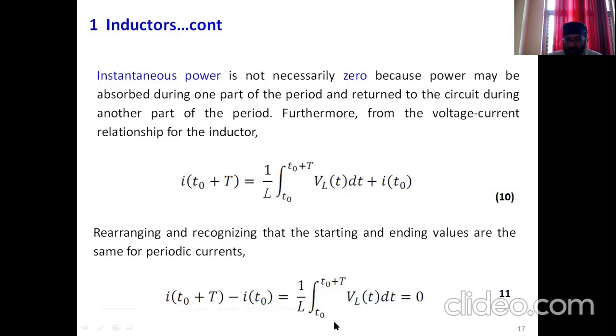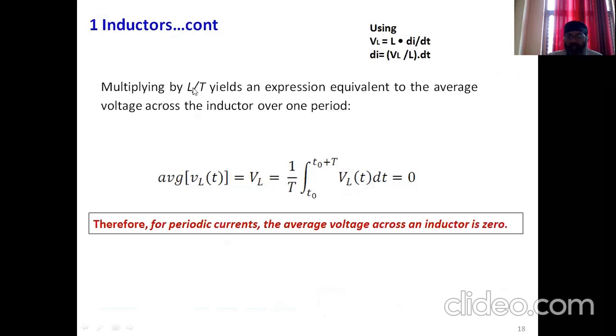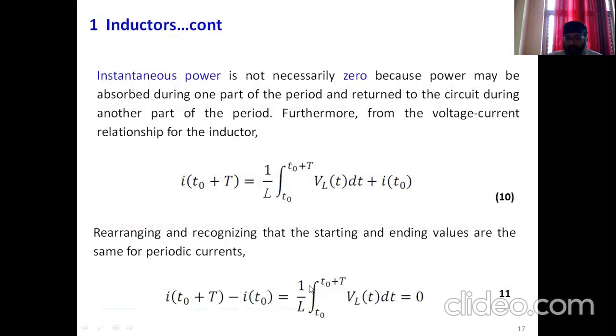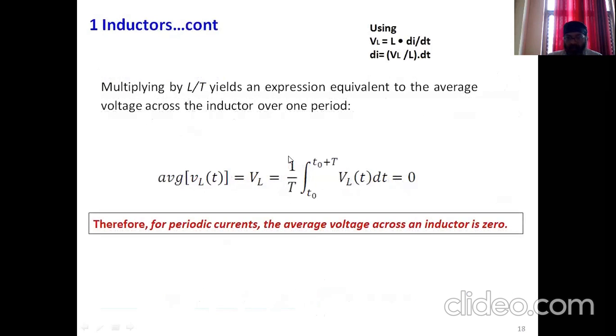So we equate it to 0, and then multiplying by L by T, we get 1 by T integral of v_L(t) dt equals 0. So the average value of this is 0. The average value of voltage across the inductor is 0. Again the same thing, because whatever comes in goes out. So we need to just use these values. From these values, we multiply L by T.